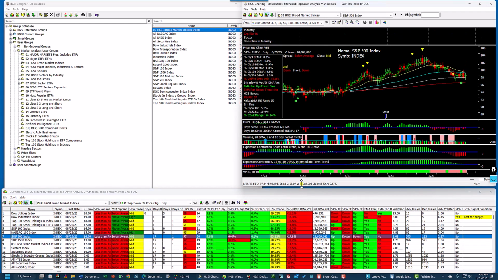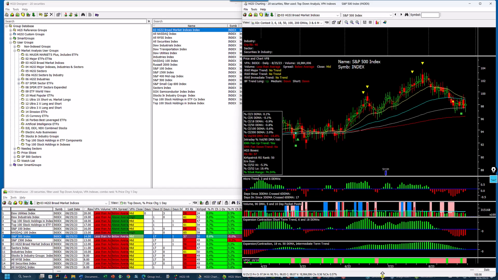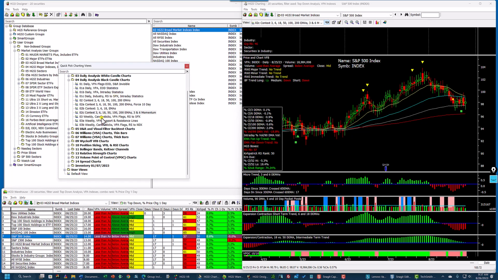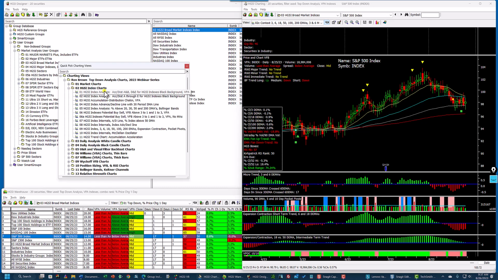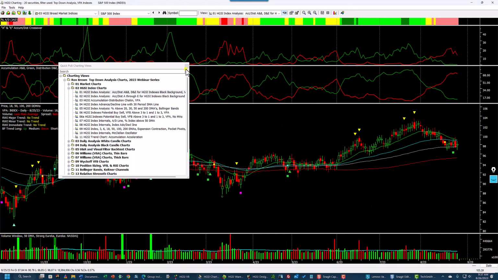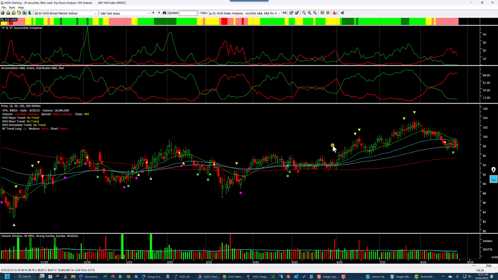I think I'll use the S&P 500 index, and I'm going to make this full screen, and then I'm going to go in here to my HGSI index charts, and let's just start at the top and run through these quickly. I don't want to spend a bunch of time on this because there's all kinds of market analysis, but let's just make this full screen, and I'll point some things out to you. And I have a drawing tool here, which I'm going to open. I'll bring an arrow up.